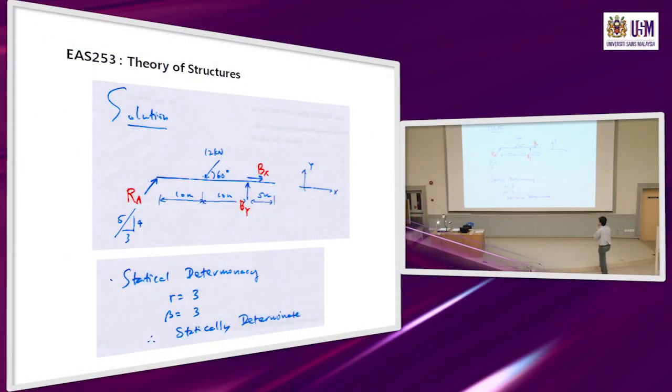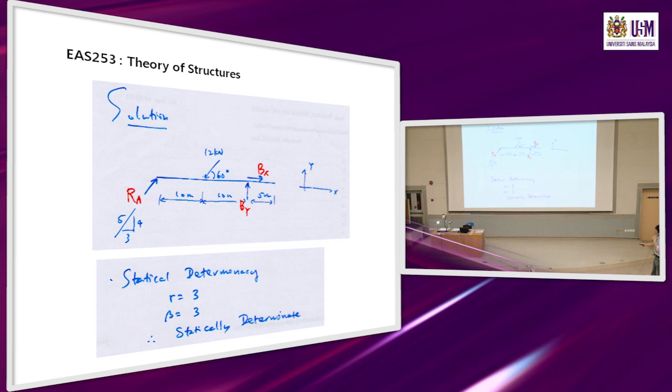So for statical determinacy, we draw the free body diagram. You draw the free body diagram to check statical determinacy. So this is a free body diagram. This is a roller support, so only one reaction force. This is a pin support, so you have two reaction forces. It is good to indicate X and Y at point B, BX and BY. And at A, this is not X and Y, so we indicate the reaction force at A.